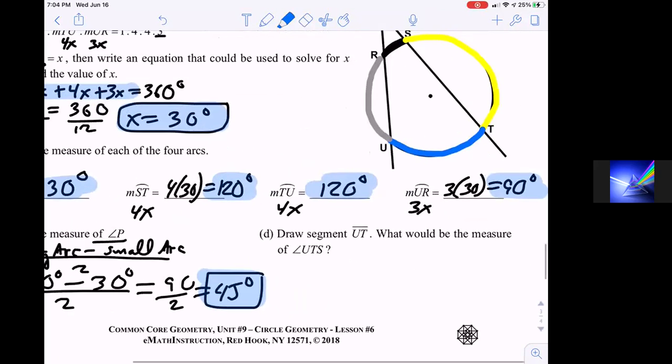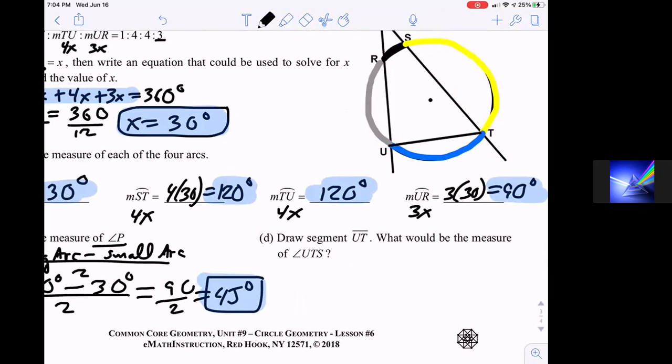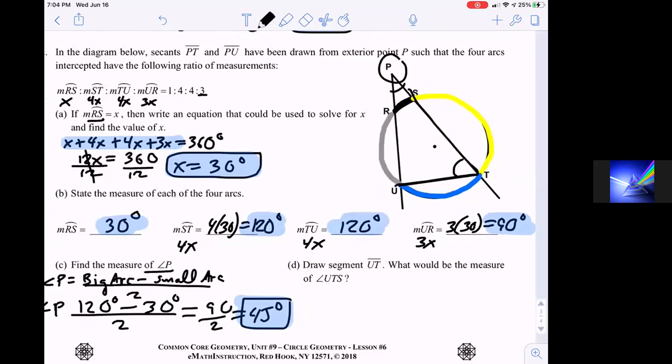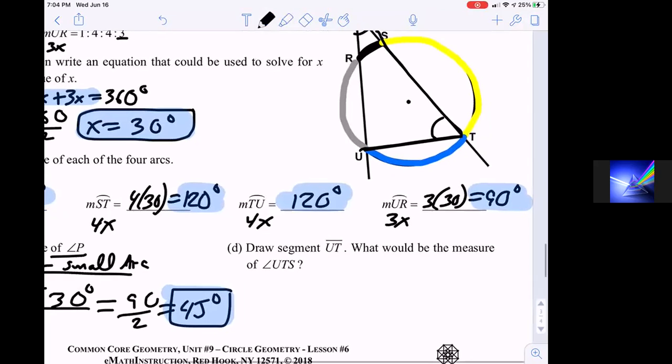Draw a segment UT. So I'm going to draw a little line segment right there, UT. Estimate what would be the angle of UTS. Well, UTS would be that angle right there. Well, you already know what angle P is.